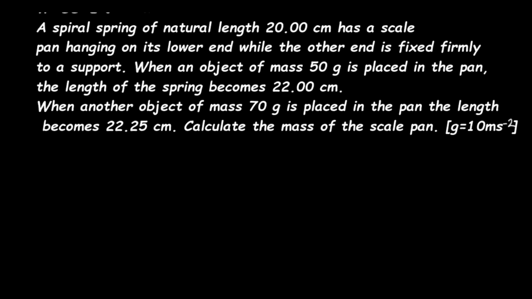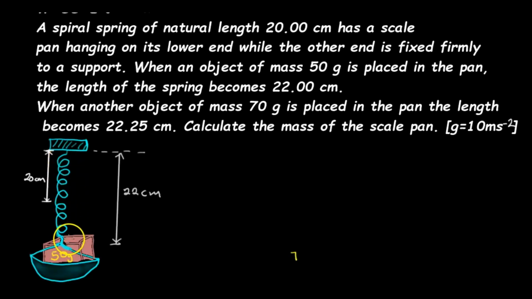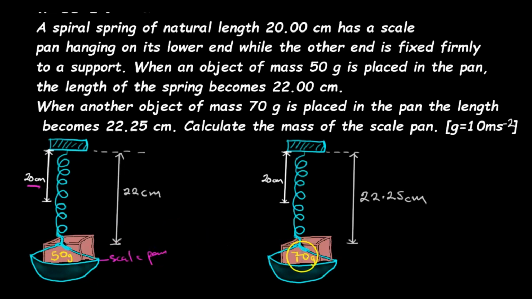Let's understand this question first. We have a spring here which was originally 20 centimeters. Then there is a scale pan. This is our scale pan hanging on it. If a mass of 50 grams is loaded in this pan, the length of our spring extended to 22 centimeters. Then another load of 70 grams was loaded in the same pan and the length was 22.25 centimeters. So the question is, what is the mass of the pan in which the loads were loaded?